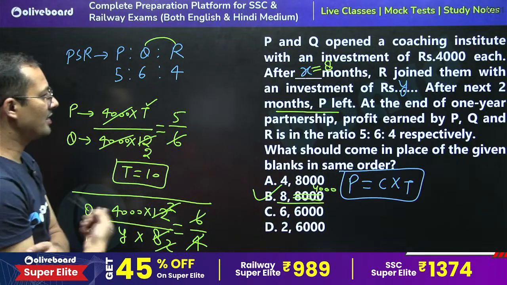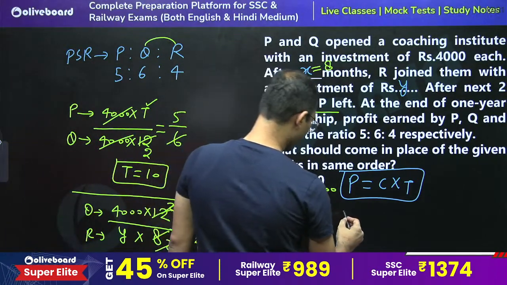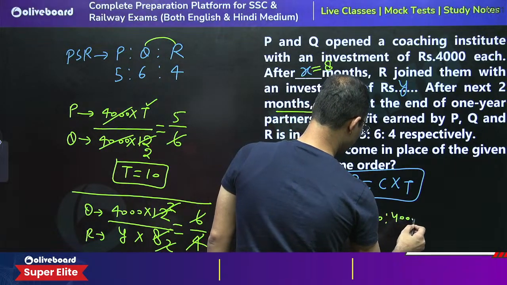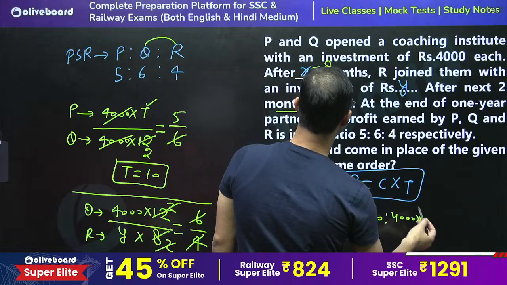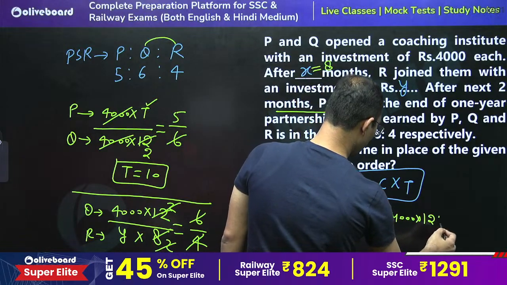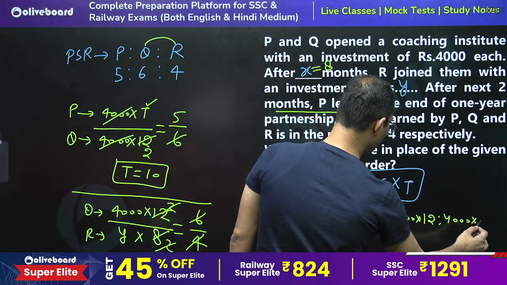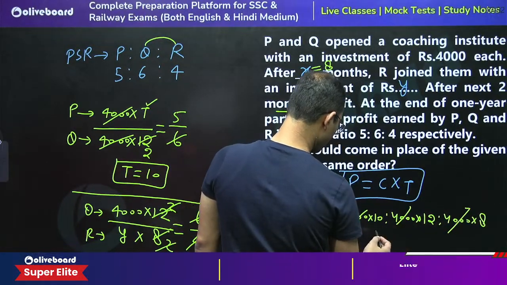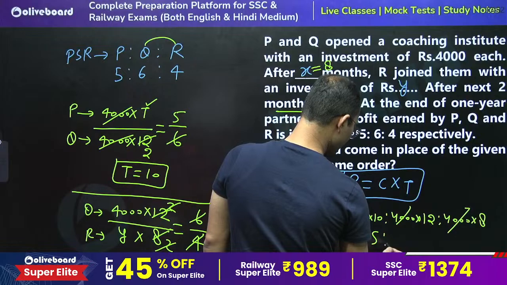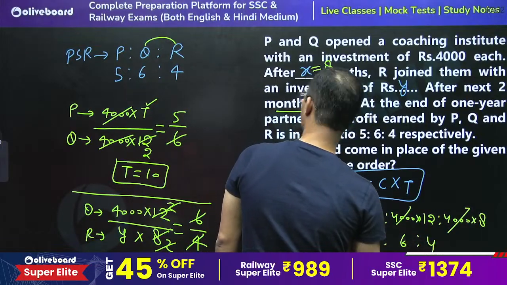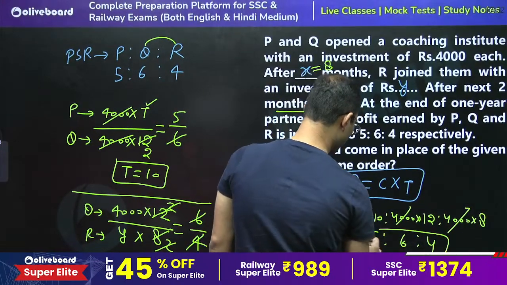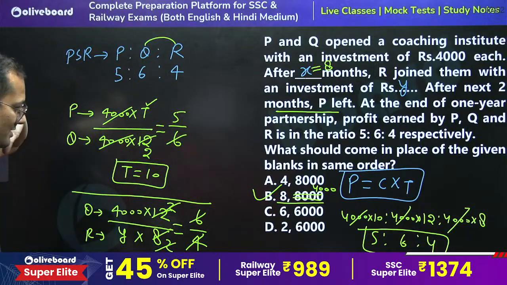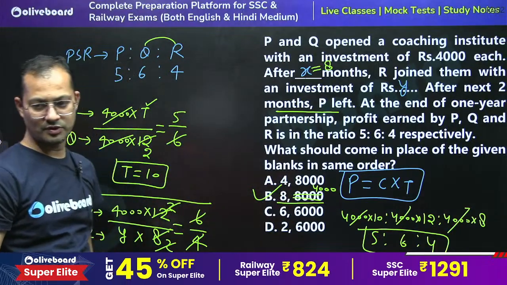Or if we want to cross-check, we can. See, 4,000 for P into 10, 4,000 for Q into 12, and 4,000 into 8. Just check. 4,000 cancelled, so this is going to be 5:6:4. Yes, 5:6:4. So here it must be 4,000. So we have cross-verified. So the answer must be 8 months and 4,000.